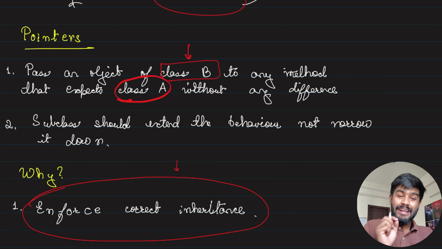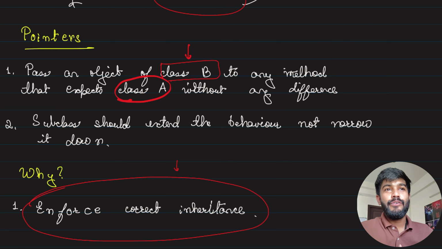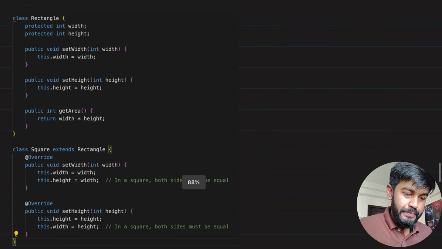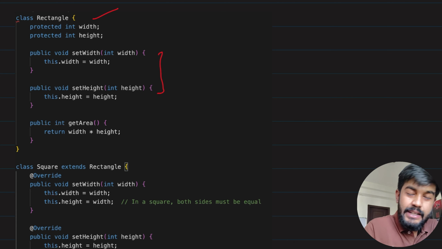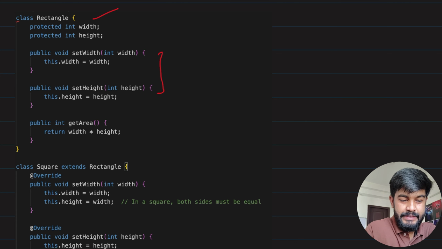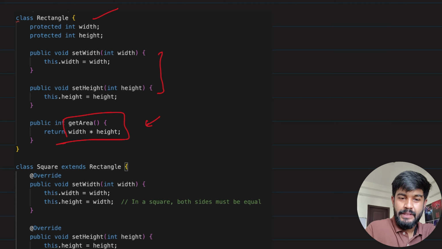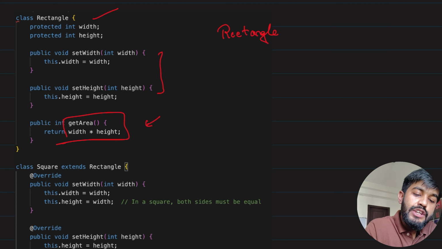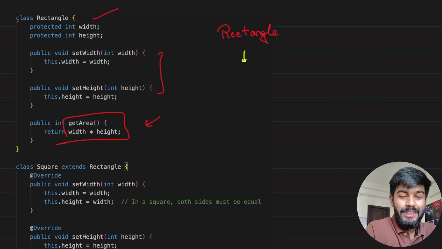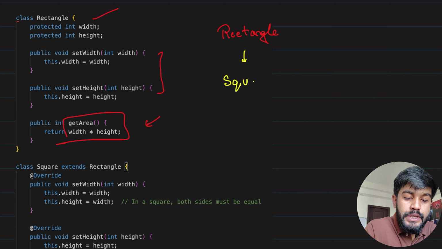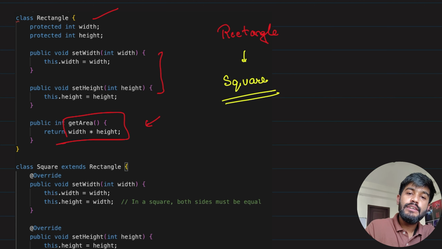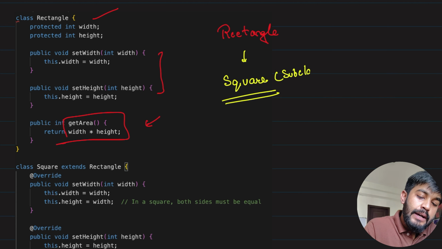Now let us see this in action, where this is the very first code. We have a rectangle class which has setters for width and height. Then we have a get area method which just calculates the area from width and height. But see, this is a rectangle, and then we have a new square in the game. A square is nothing but a specialized form of rectangle. Here the square would be the subclass, and rectangle should be the base class itself.